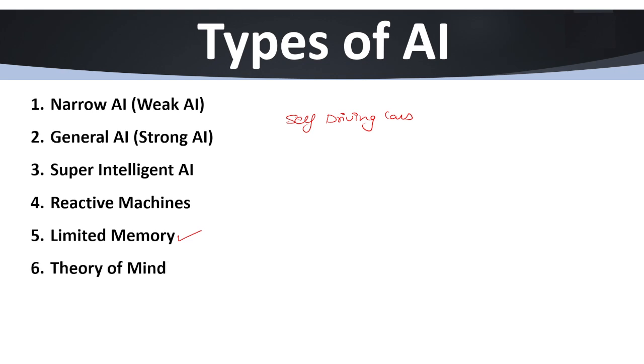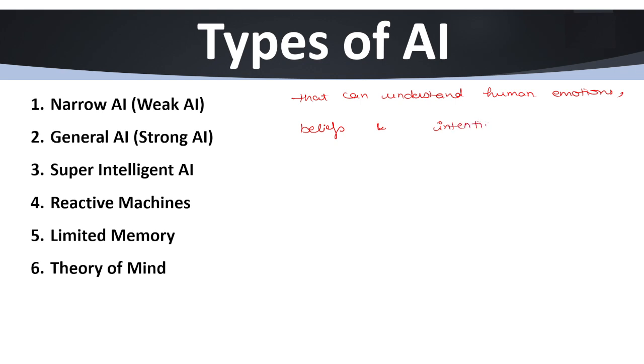Next we have is theory of mind. So AI that can understand human emotions. It is a type of AI, I'm writing it here, that can understand human emotions, beliefs, and intentions. And theory of mind type of AI is still in development.